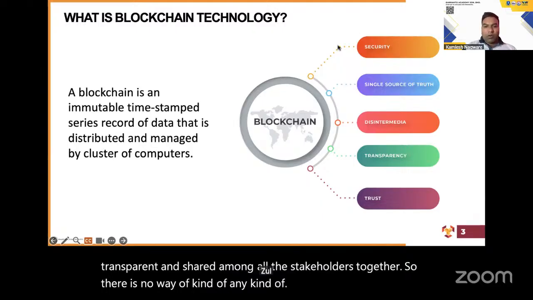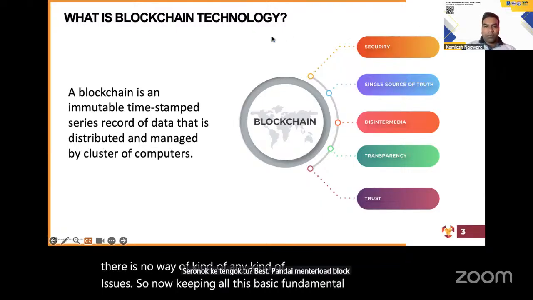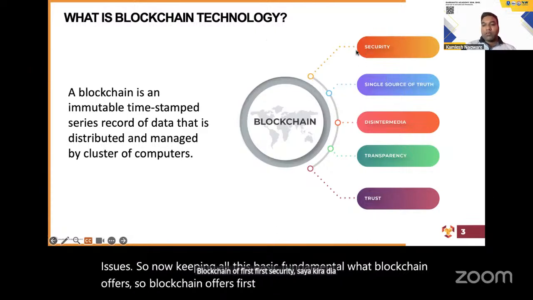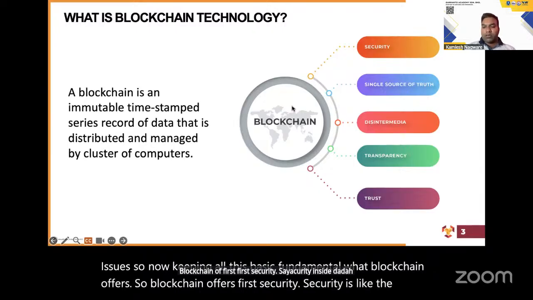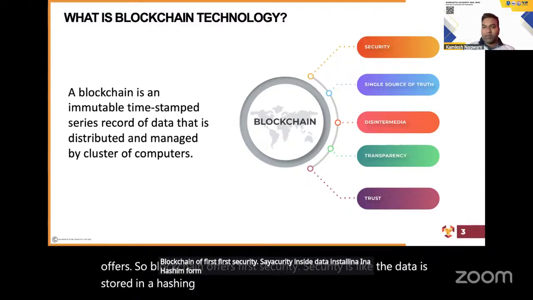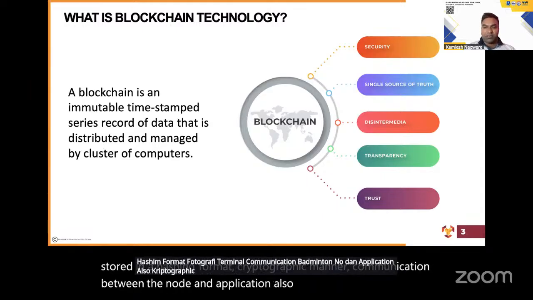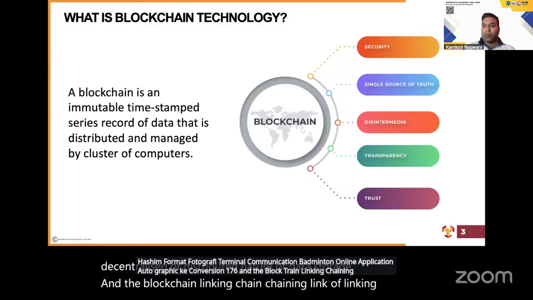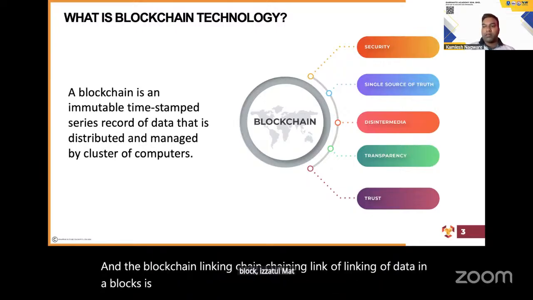Keeping all these basic fundamentals in mind, what does blockchain offer? First, security. The data is stored in a hashing format, in a cryptographic manner. Communication between the nodes and applications is also cryptographic. Using the decentralized or distributed nature of data storage, and the chaining of data in blocks, adds further protection. The data and the smart contract are immutable in a blockchain.